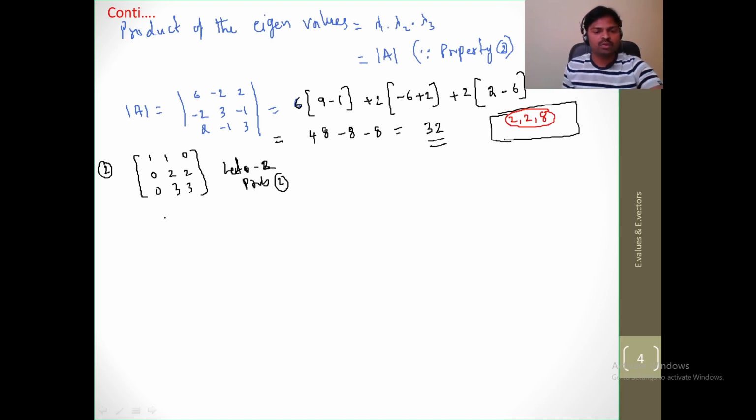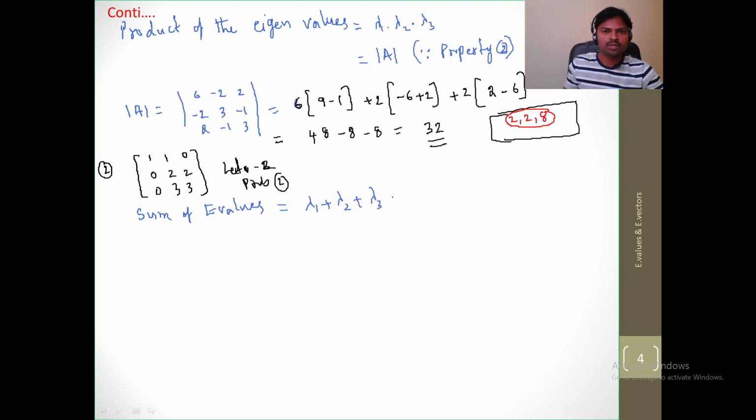Now let us find the sum of the eigenvalues. What is the sum of the eigenvalues? Lambda 1 plus lambda 2 plus lambda 3. That is nothing but what? The trace of A, right? The trace of A, since by using property number 1.